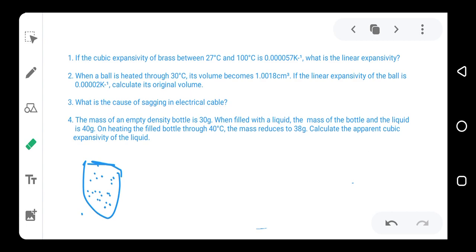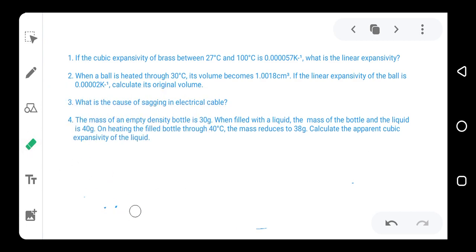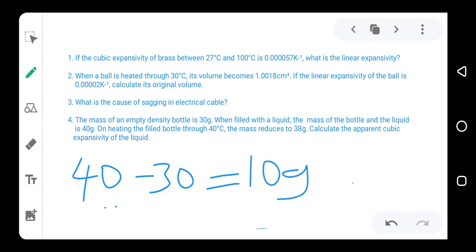So what we now have is that we subtract the mass of the bottle. The mass of the bottle is 30 gram, and the mass of the bottle and liquid is 40 gram. 40 gram minus 30 gram will give us 10 gram. This is the mass of the liquid before we start heating it, the original mass of the liquid.